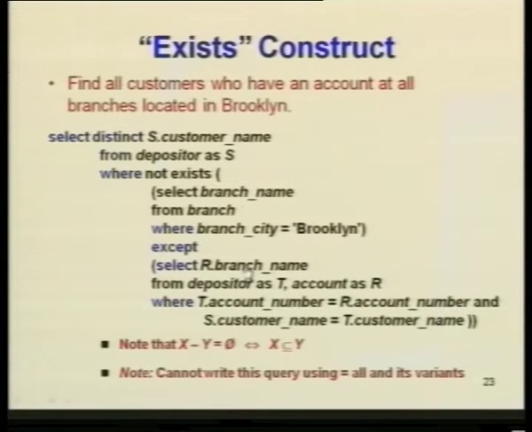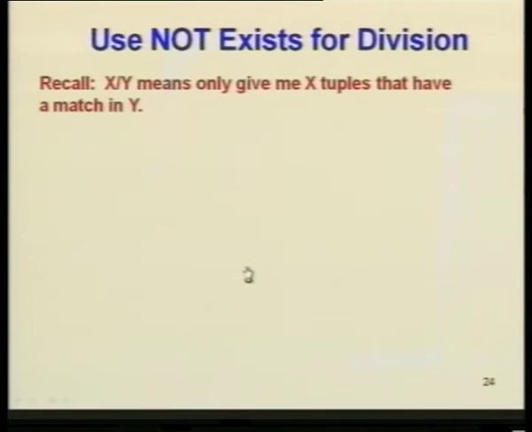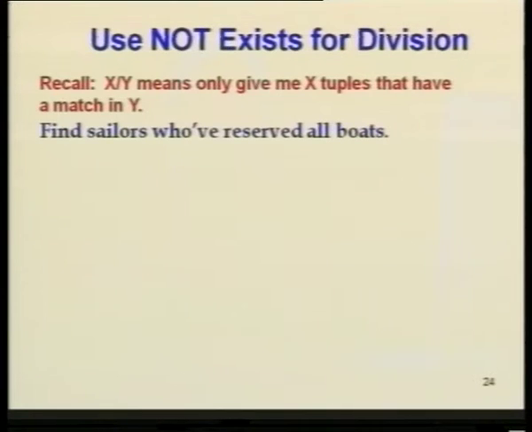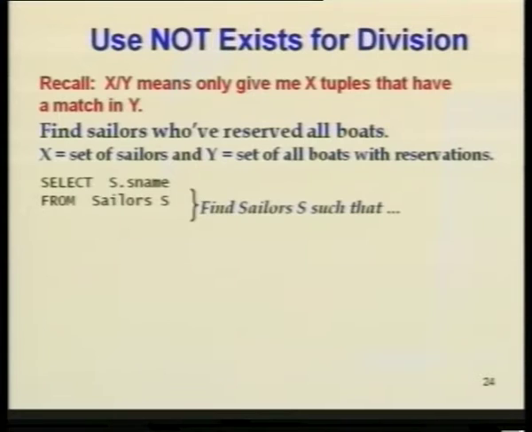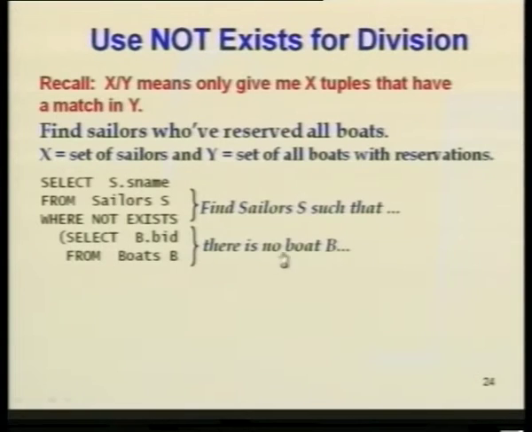So, this is the way you have to write it. Now, find sailors who have reserved all boats. Suppose I want to do this: let x be the set of sailors and y be the set of all boats with reservations. So, select sname from sailors s, where not exists, select b boat. So, there is no boat that has not been reserved, that is what this means.